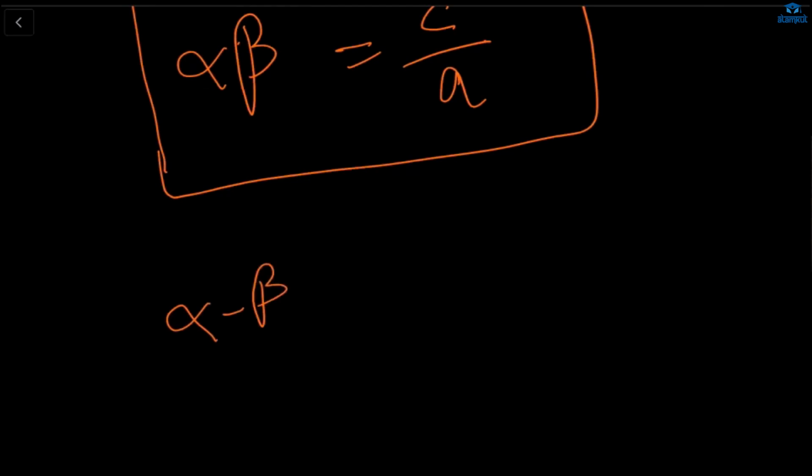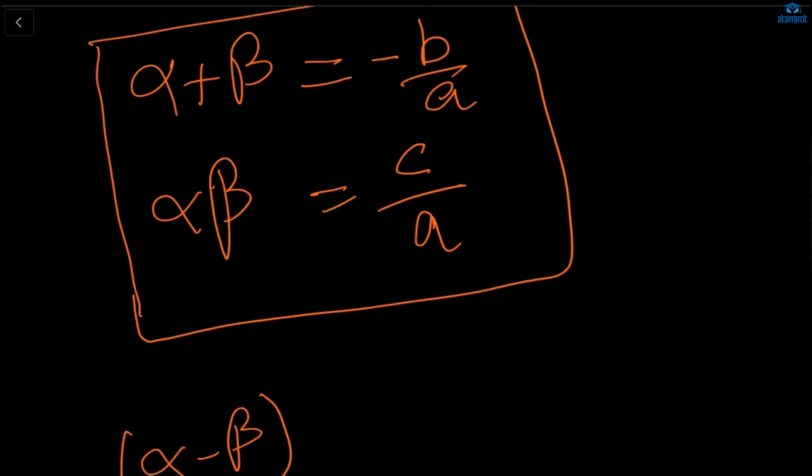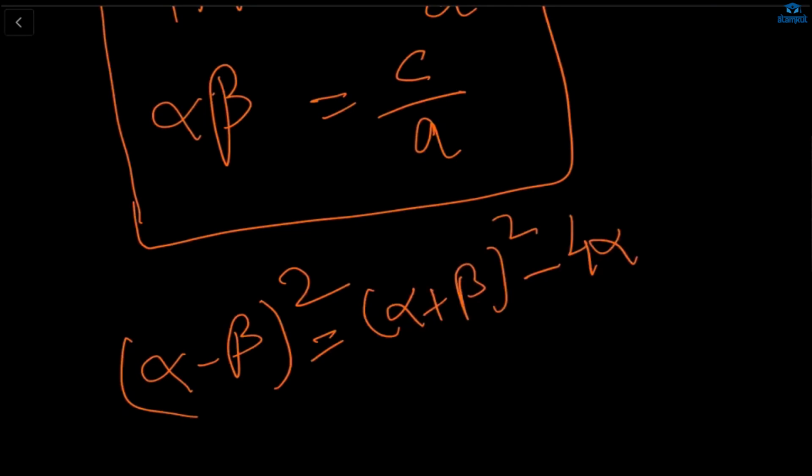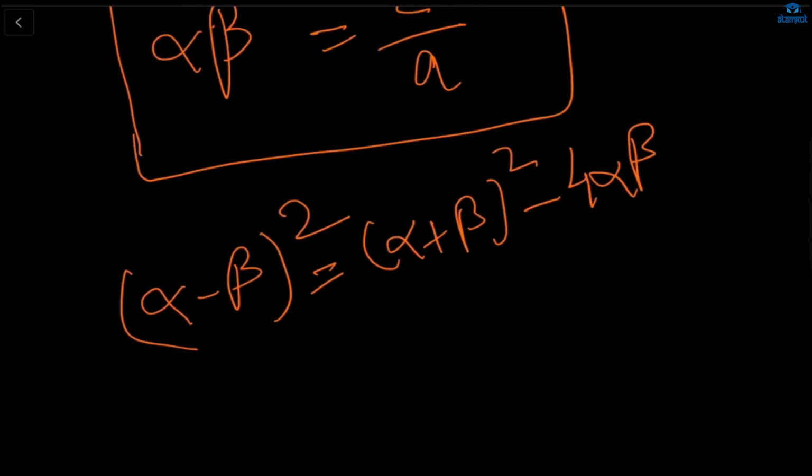Now, how can you relate this alpha minus beta with these two values? If you see the algebraic formulas that I gave you yesterday, from there you'll see one, that is alpha minus beta whole square is equal to alpha plus beta whole square minus 4 alpha beta. There was this formula, okay? Now, here in this formula, you need to find out alpha minus beta. Alpha plus beta is given, and alpha into beta is also given to you.